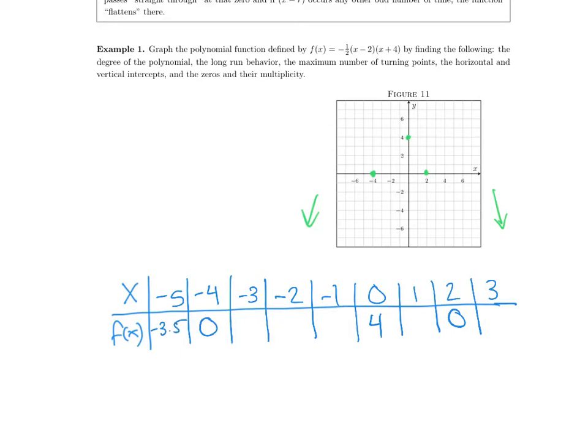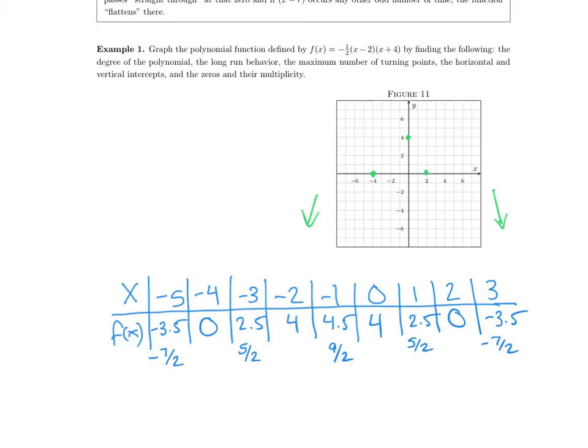Now, I just want an exact answer. In this case, 3.5 is an exact answer. However, if you wrote negative 7/2, that is okay. At negative 3, we have 2.5, or 5/2. Then we have 4 and 4.5, or 9/2. At 1, we have 2.5, or 5/2. And at 3, we have negative 3.5, or negative 7/2.